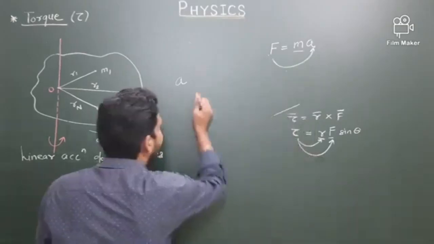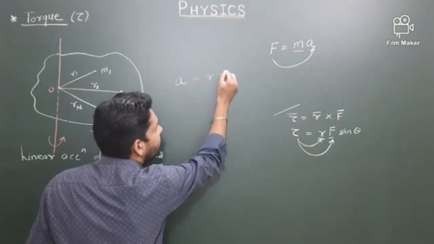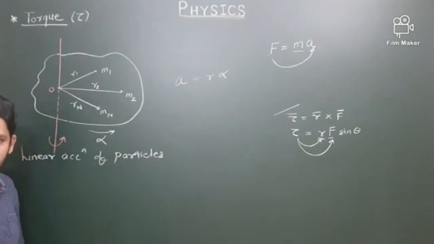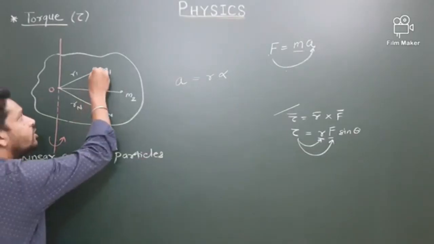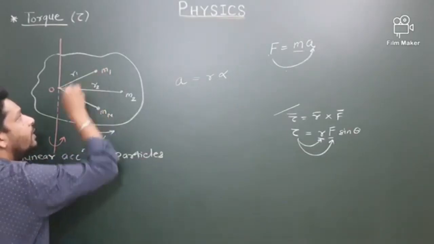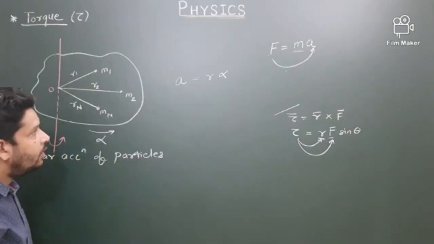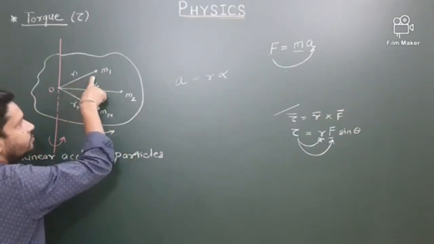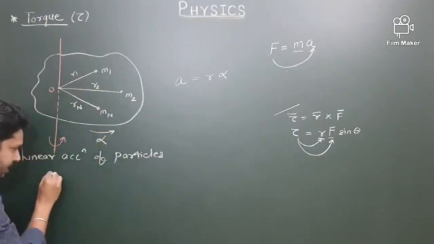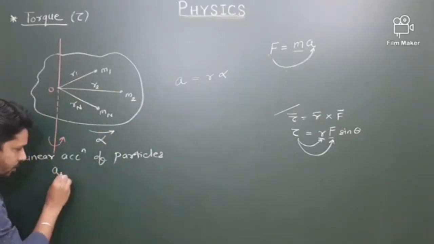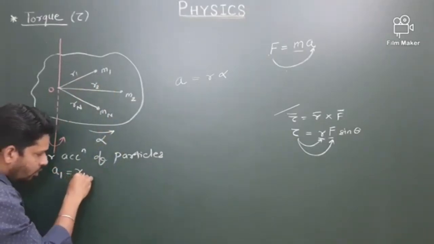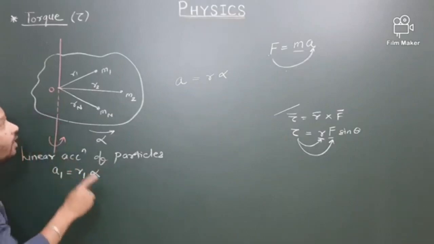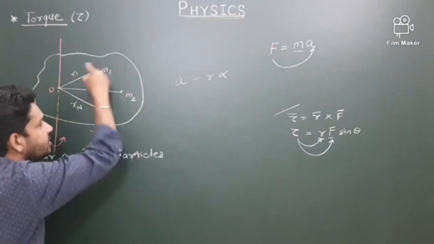So the equation we got is A is equal to R alpha. Now I am talking about this first particle. The first particle is at how much distance? R1. So what will its acceleration be? A1 is equal to R1 into alpha. Should we write alpha 1? No. Why? Because alpha for all particles is the same.